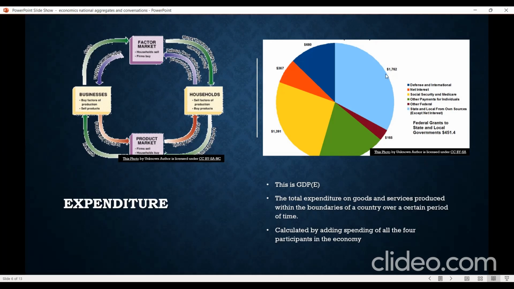This photo here shows how the government plans its spending in the country, which shows the different amounts. Now, this is a great example of how expenditure takes place. With this method, we're going to take all this spending of our participants, sum it up using the expenditure method. Now, let us go to our income method.